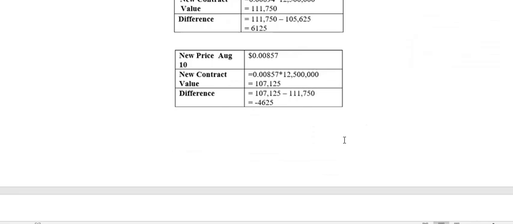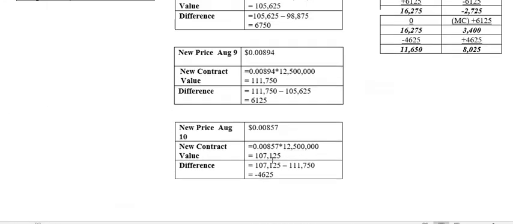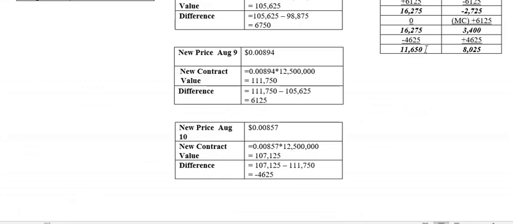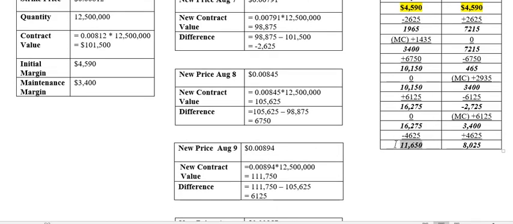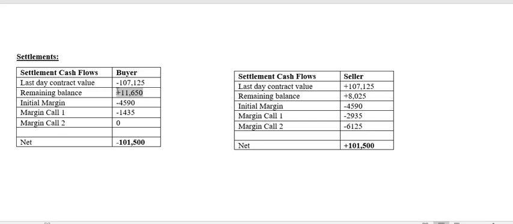Okay, so once the contract life has matured, it's the settlement date. So the buyer is supposed to pay the last day contract value. The last day contract value is $1,07,125. So he is going to pay it, that's why it's in minus, and the seller will receive these dollars, that's why it's in plus. Besides this, the buyer will receive whatever is remaining in his account, and the seller will also receive the remainder value in the account with the clearinghouse. So 1,160 is received by the buyer and $8,025 are received by the seller.